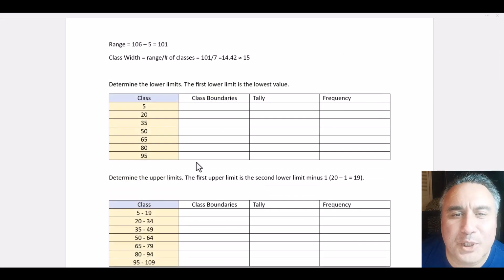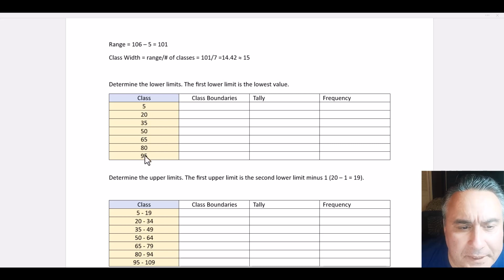We then have to construct our table. We should have 4 columns. The headings of the columns are class, class boundaries, tally, and frequencies. Under class, we begin to construct our 7 classes, beginning with the lower limits.